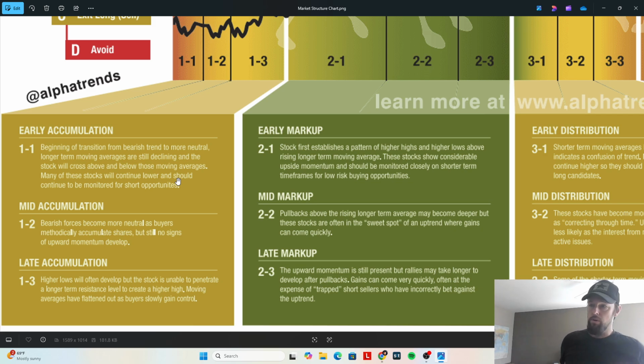The assets will cross above and below these moving averages. Many of these stocks will continue lower and should continue to be monitored for short opportunities.